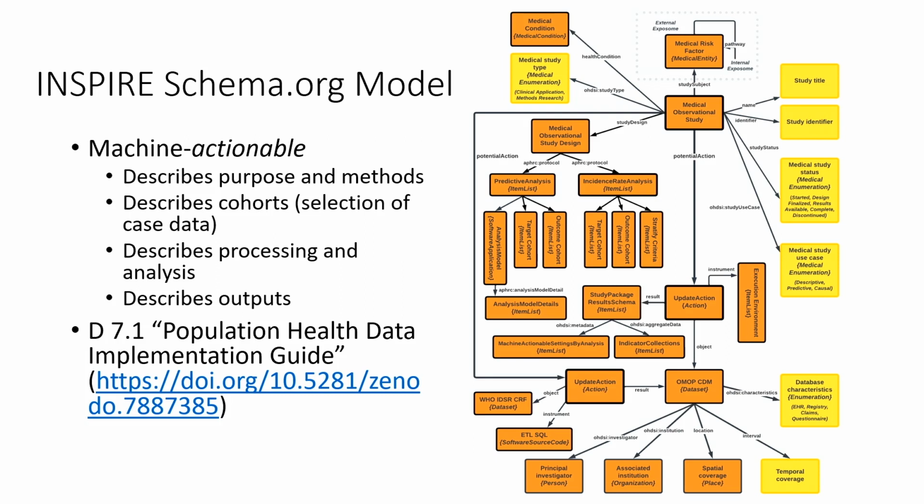And so what we did was we extended that schema.org model to include a huge amount of additional information. Purposes and methods. I'm going to talk about cohorts in a minute. The selections of cases from within the pool. What processing and analysis was performed. What were the outputs? What were the aggregate data? So the tabulations and so on, that came out the far end based on that data.